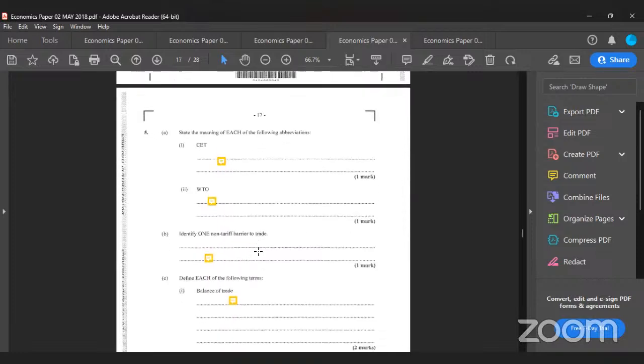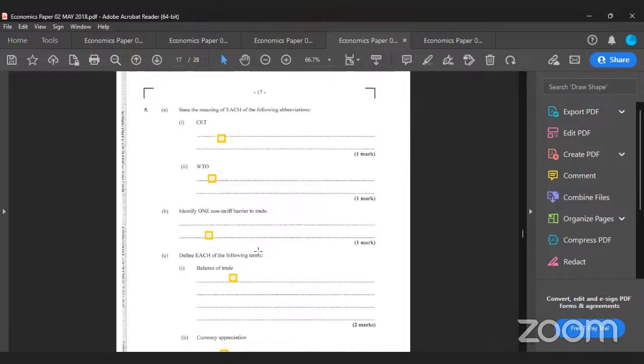Question 5 asks us to state the meaning of each of the following abbreviations, right? The following abbreviations: CET, which means common external tariff, right? That is CET. And for WTO, I think that one is very popular. WTO is World Trade Organization. So WTO is quite popular, right?